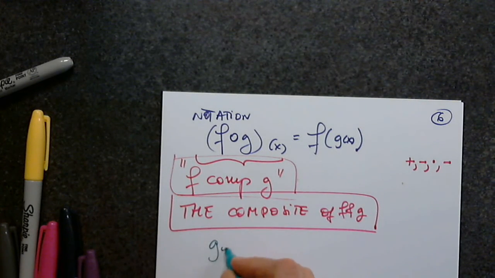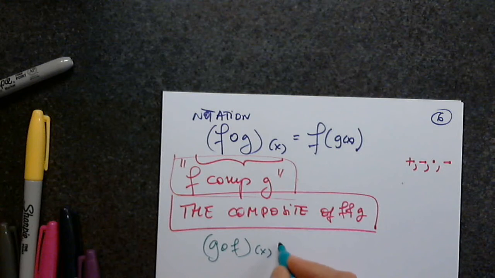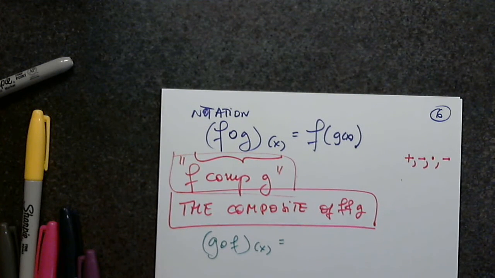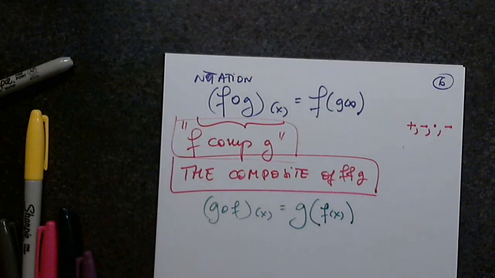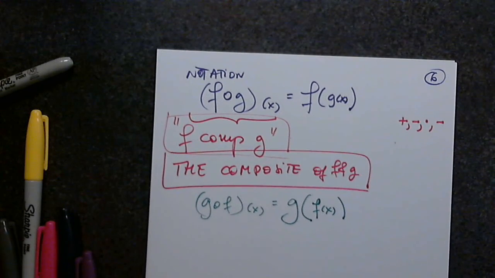Okay. g comp f of x is the composite of g and f. Can anyone give us a definition? How do we calculate it? g of f of x. Not times, g of f of x. Perfect. Excellent. Well done, both of you. Great job.